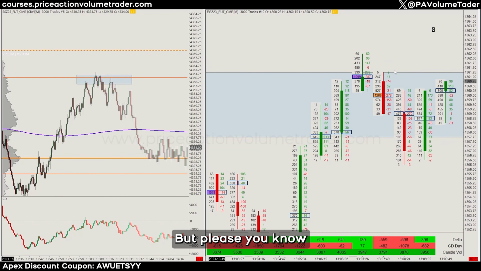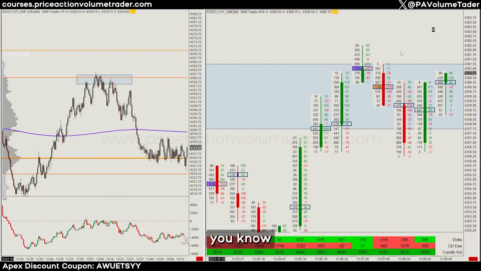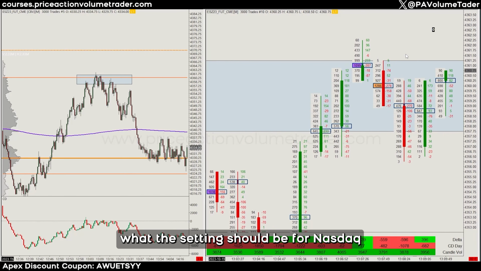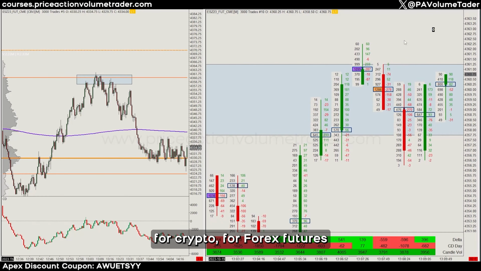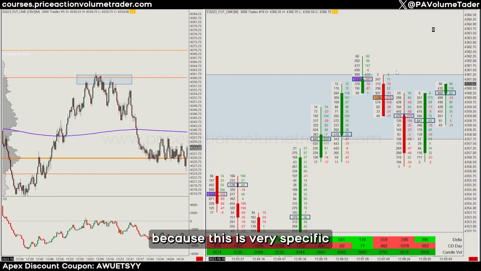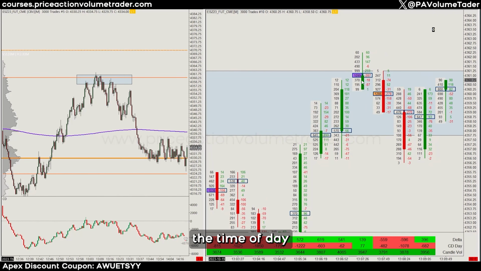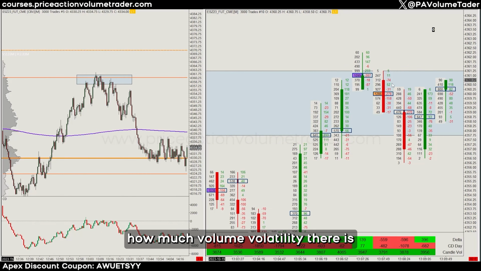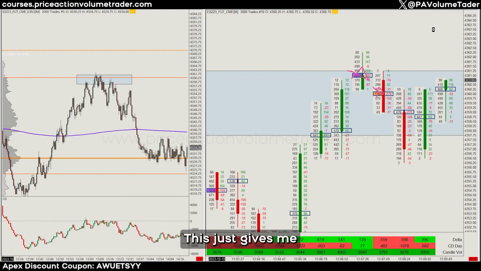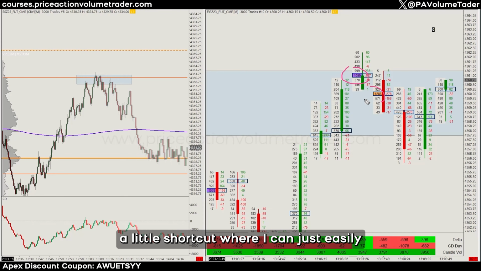Okay, but please don't message or start asking what the settings should be for NASDAQ, for crypto, for Forex, futures, for gold, etc., because this is very specific to the market that you trade, the time of day, and how much volatility there is. Basically, I'm just setting a filter to help me visually see things, because I could use this without it, but then I would have to manually be looking at all the numbers. This just gives me a little shortcut where I can easily see where there has been large volume.